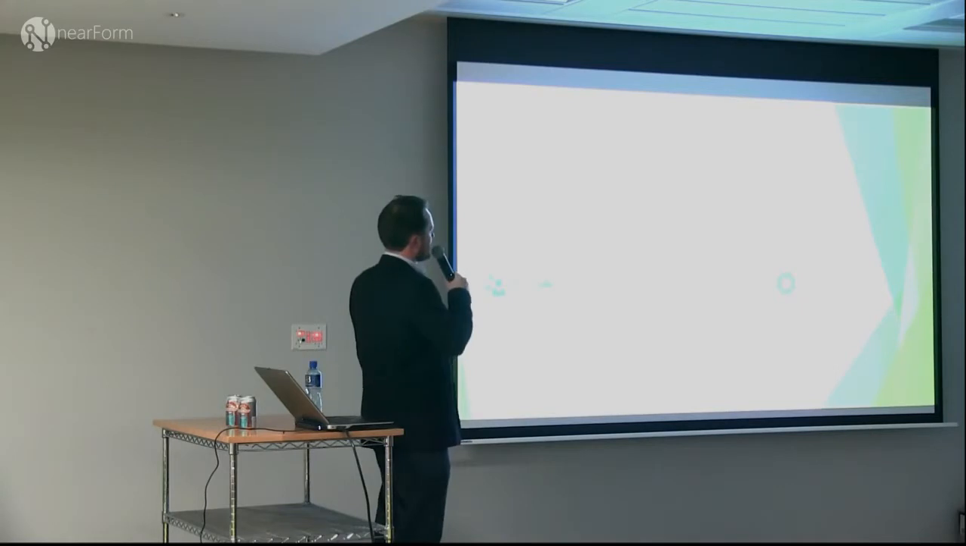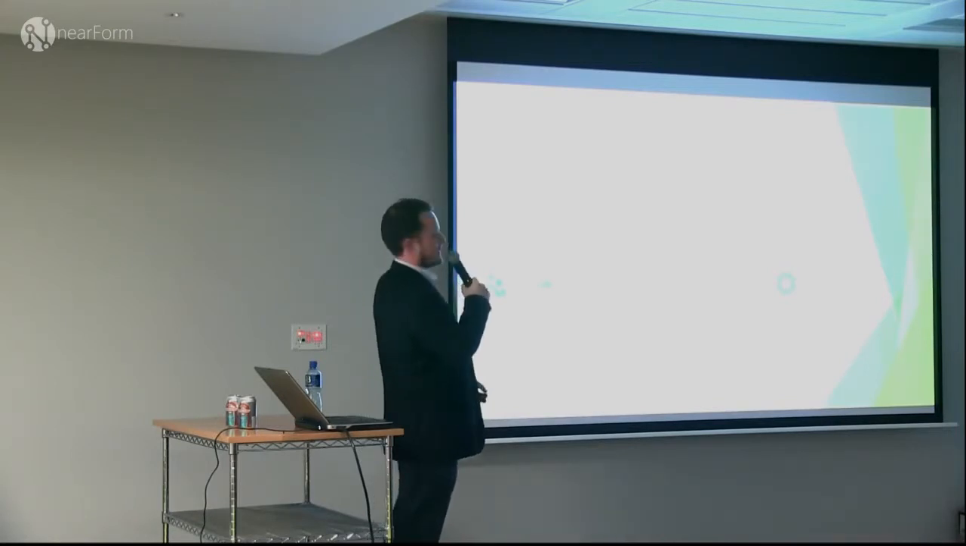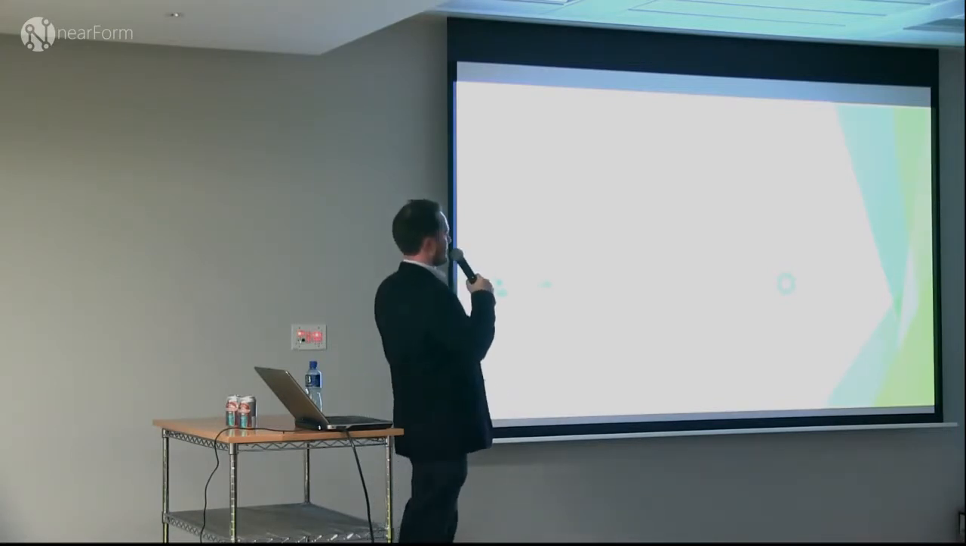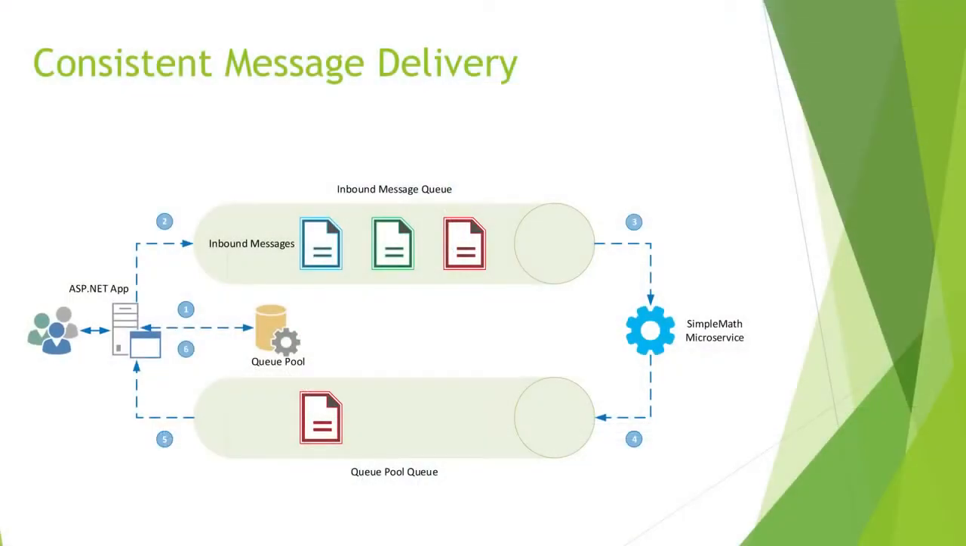So again, if we step through the process flow here, what we have is our user base here, very much the same as before, same ASP.NET application. Now, instead of the first step being to just take the message and push it onto a queue somewhere and expect it to be consumed in a consistent manner, or dispatched to its own unique queue as in the previous example, the first thing we do is go to the queue pool and say, I need a queue. I've got a request here and I need a specific queue.